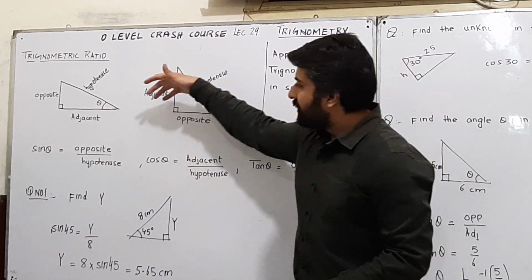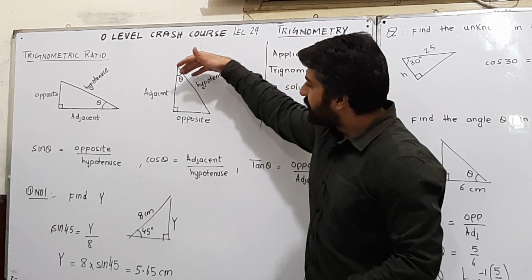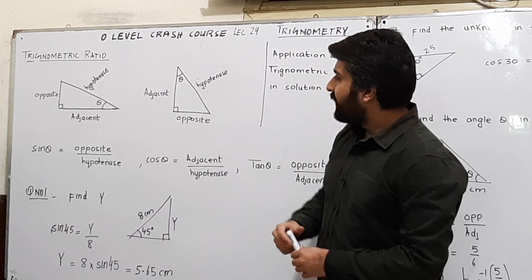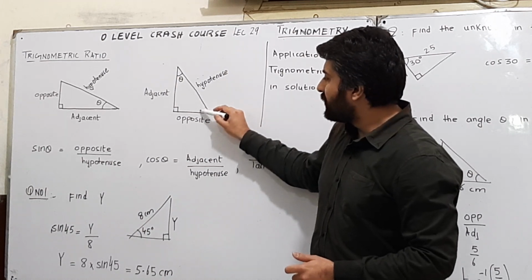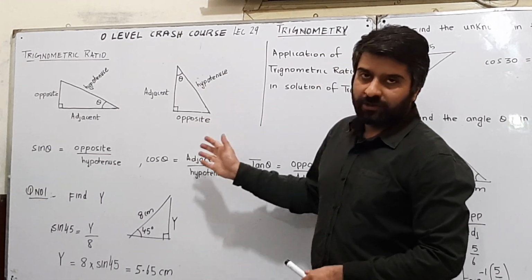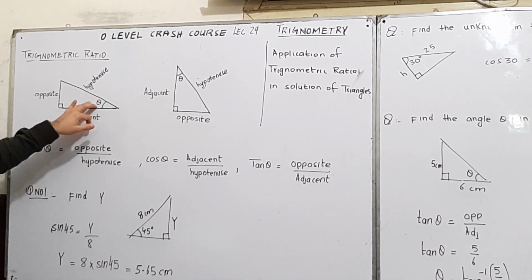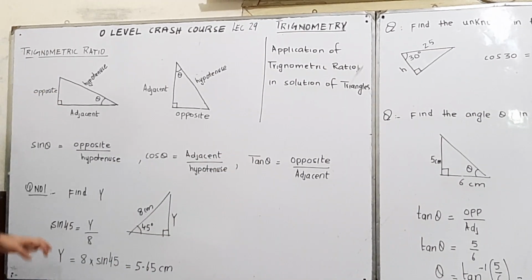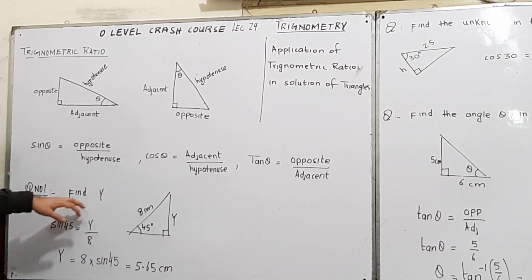If theta is here, then opposite will be the side opposite to theta, and if theta is at this point, then the side opposite to theta will be called opposite. And if I use this one as my angle, then this side will be called the opposite. So, this is important as far as the placement of the angle is concerned. These 3 are the important trigonometric ratios. Now, we are going to apply them in questions.